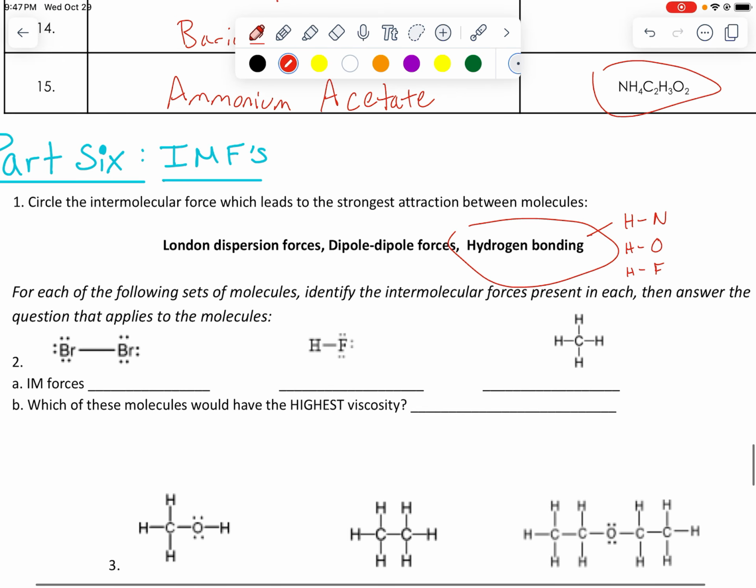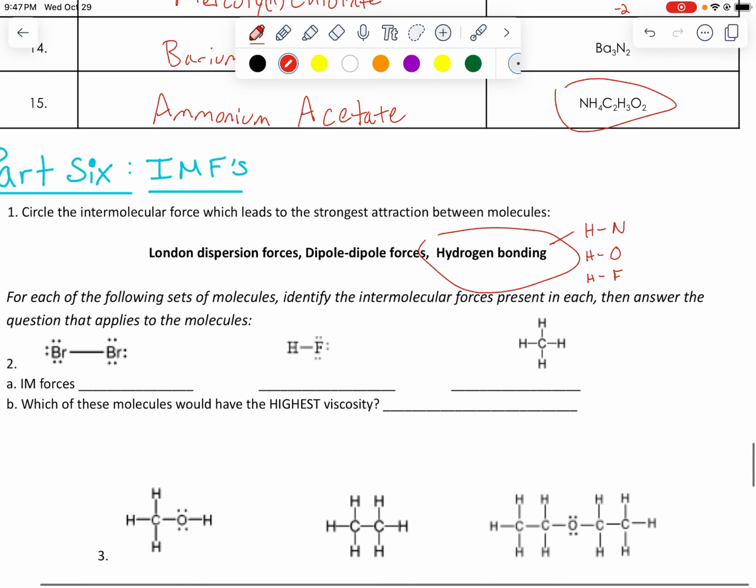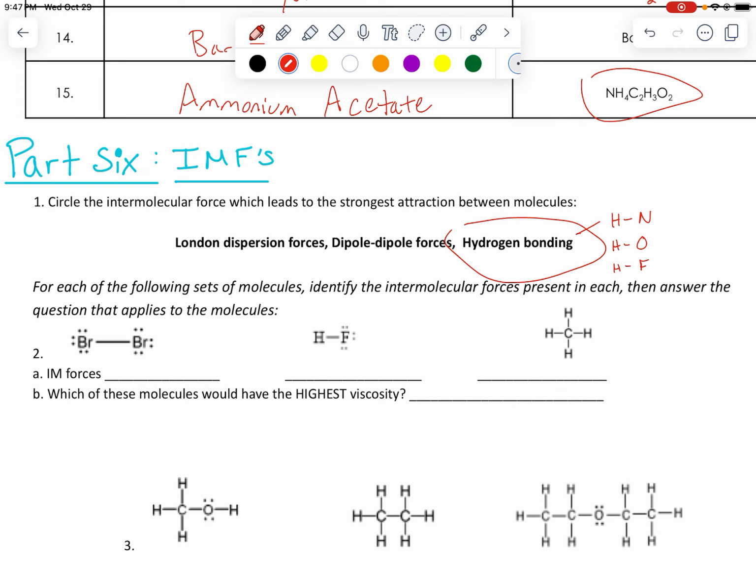All right, so they're asking to identify the strongest intermolecular force present in each and then answer the question that applies. Bromine bonded to itself is nonpolar, so that ties to LDF. This is a hydrogen bond because it's going to experience hydrogen bonding between HF molecules. So that's going to be the strongest intermolecular force for HF. And then CH4 is London dispersion.